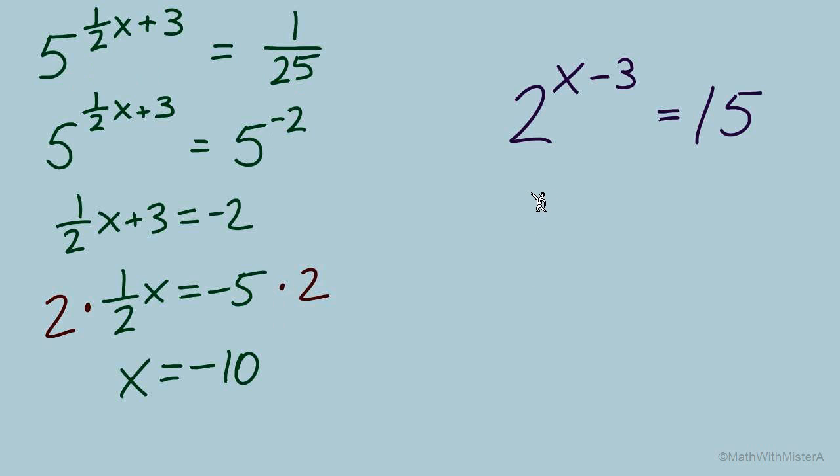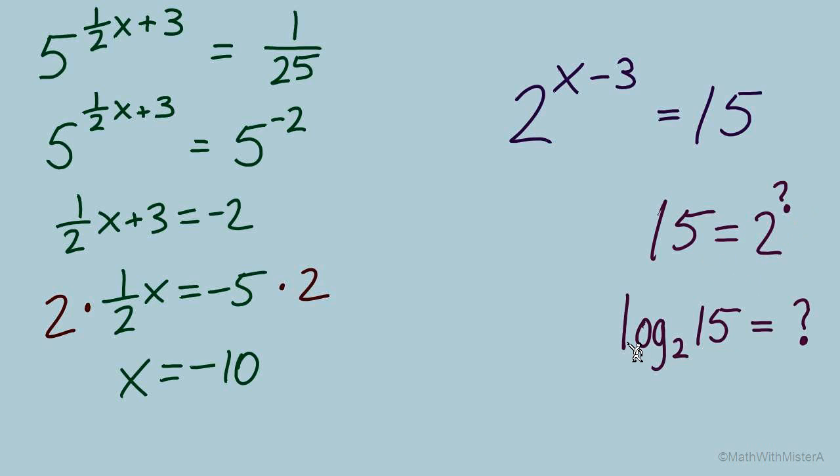But what if we had an equation that did not set us up to handle it that way? For example, 2 to the power of x minus 3 equals 15. We don't have a way to figure out 2 to what power equals 15. Well, it's not an integer, it's not a rational number. It's a question that really can only be answered using logs. 15 would be 2 to what power? Well, that number would be log base 2 of 15.